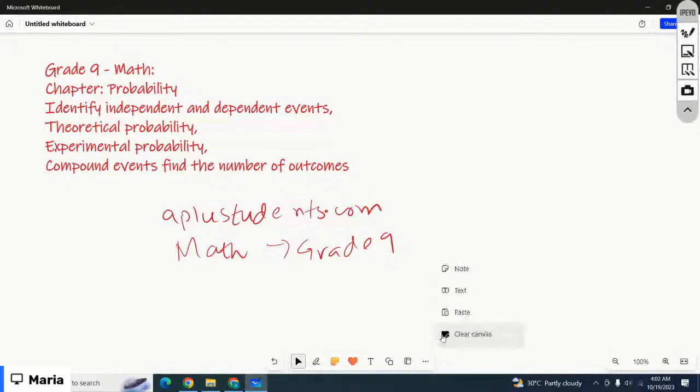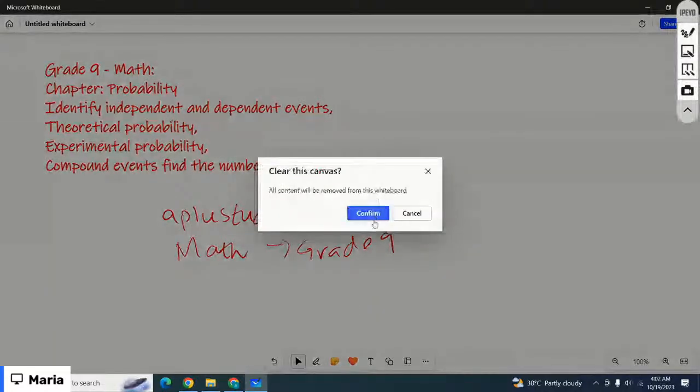First, let's see what the dependent and independent events are. What do you know about dependent events? You can note down the definitions. Please make sure you have your notebook and pencil so that you can note down the important examples and definitions as well.